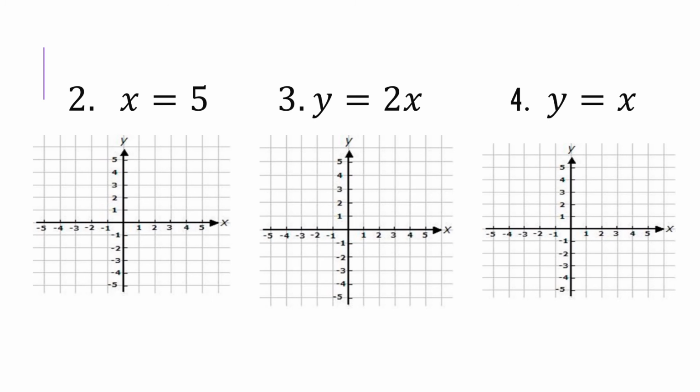I'm going to get moving on these, but number 2 is x equals 5. So here's where x equals 5. I'm going to draw my line through. This is really bad because it's on a computer, but that would be my line for x equals 5.